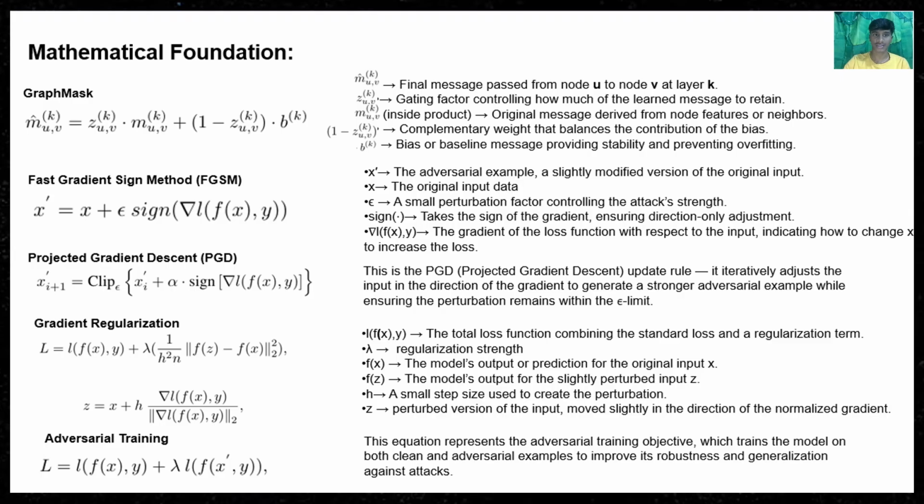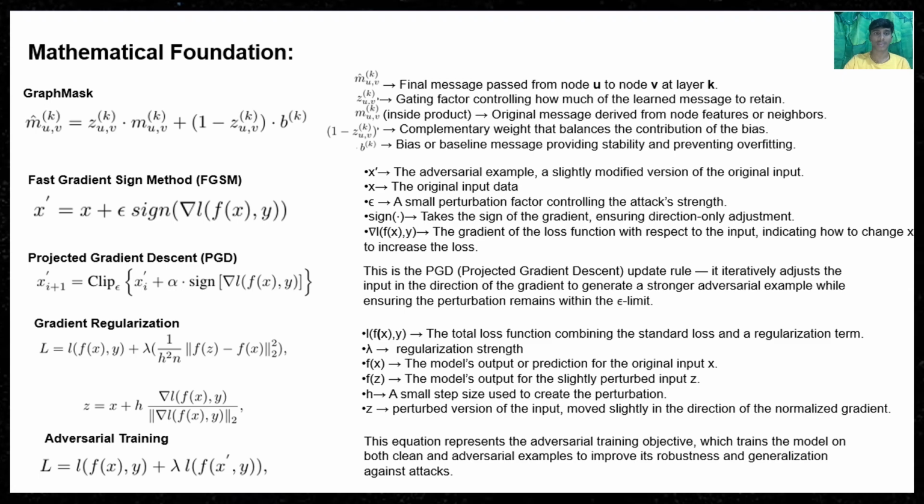Gradient regularization. The formula introduces gradient regularization, which adds a penalty term to the loss function. It ensures a small input change doesn't cause large output changes. The parameter lambda controls how strongly this regularization is applied, while z is a slightly perturbed version of x. This helps us in smoothing the model's predictions and improving stability.